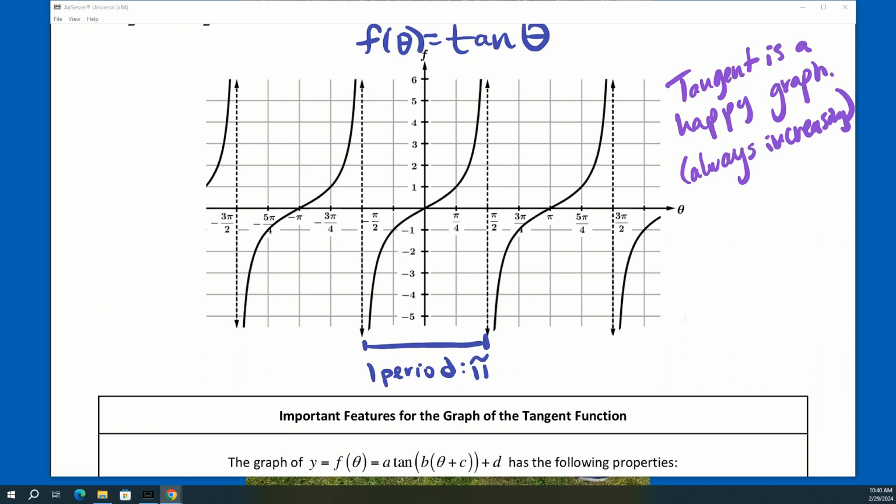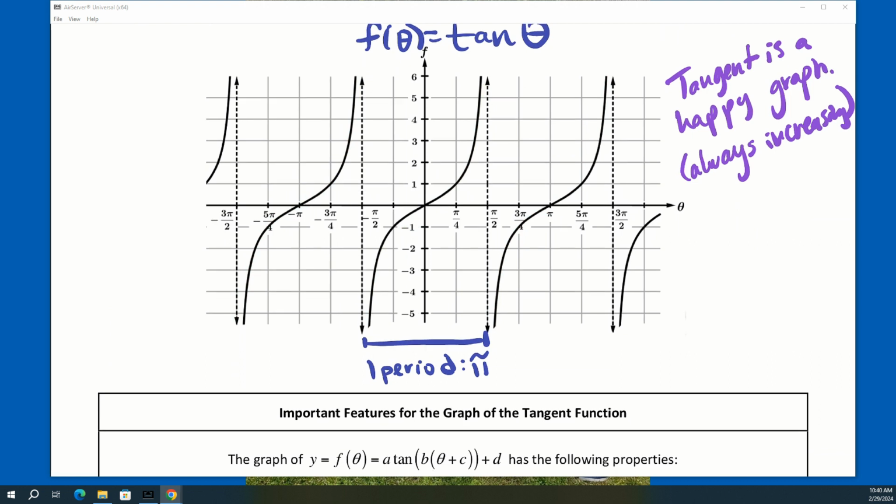So can you think of something that would make tangent sad? A reflection on the x-axis or the theta axis. And so that's going to be a negative, and if we look at this guy right here, it's going to be a negative a. So negative a makes tangent sad.